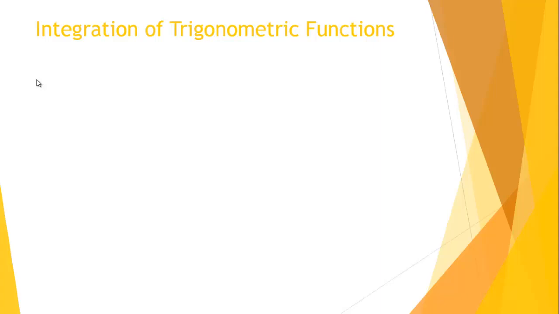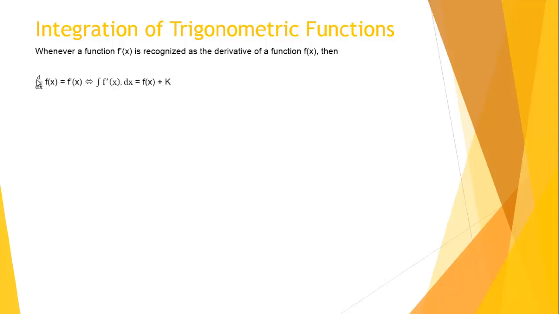Integration of trigonometric functions. Whenever a function f dash of x is recognized as the derivative of a function f of x, then the differentiation of f of x with respect to x equals f dash of x if and only if the integral of f dash of x with respect to x equals f of x plus the arbitrary constant. So the differentiation is true if and only if the integration is true. Similarly, the integration is true if and only if the differentiation is true.